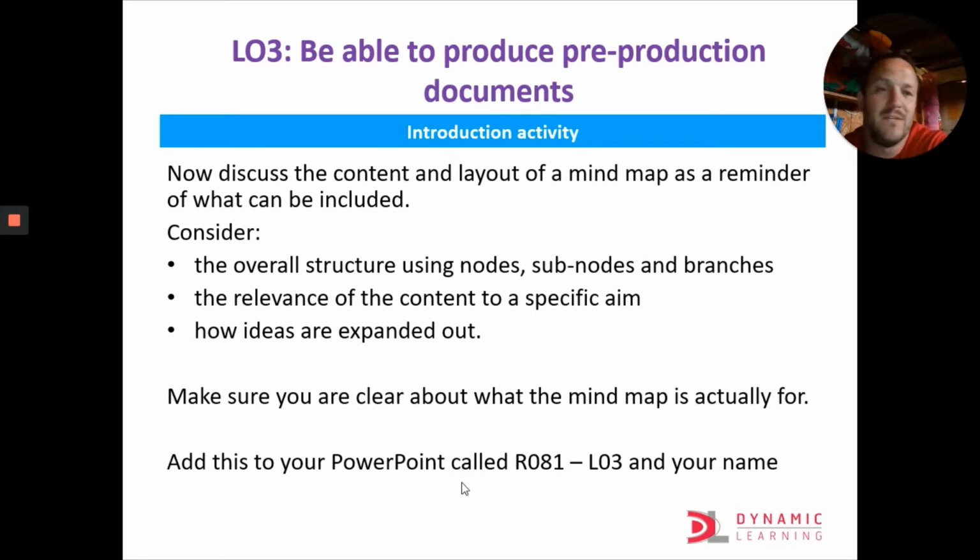The next activity, I want you to discuss the content and layout of mind maps. Consider the overall structure of what a mind map looks like in terms of your nodes, your subnodes, and the branches that come off, and the relevance of the content to whatever your aim is. So if your mind map is to do with creating a magazine article, how would you make a mind map relevant to that? You need to discuss how you'd expand your ideas out on a mind map. If we've got our nodes, then our subnodes, how would we expand from that?